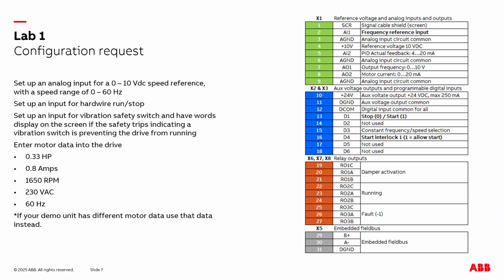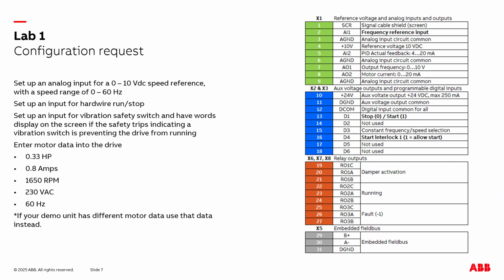In this lab, I'm going to ask you to set up the drive to receive a 0 to 10 volt speed reference to represent a 0 to 60 hertz speed signal on the drive. I'd also like you to wire up a hardwire run stop command to the drive and also wire up a vibration safety switch to the drive. I would like you to also program the drive to display words indicating that a vibration safety switch has tripped on the drive when the switch opens.